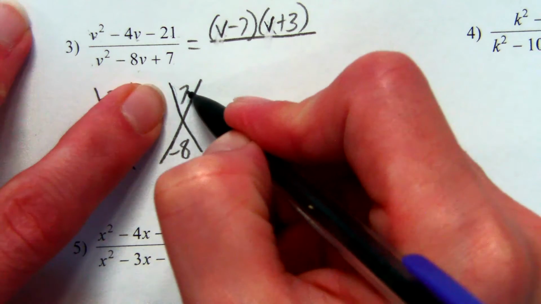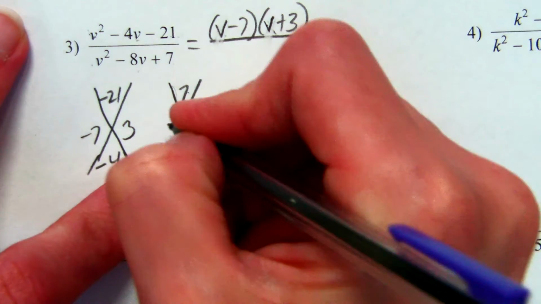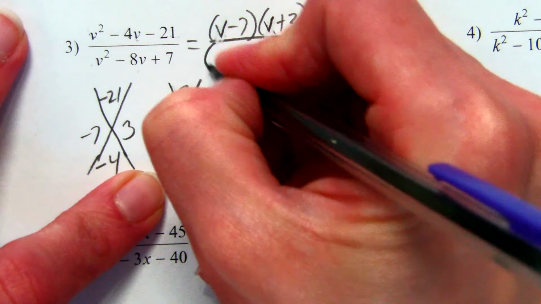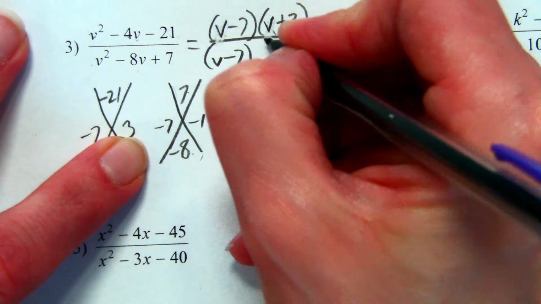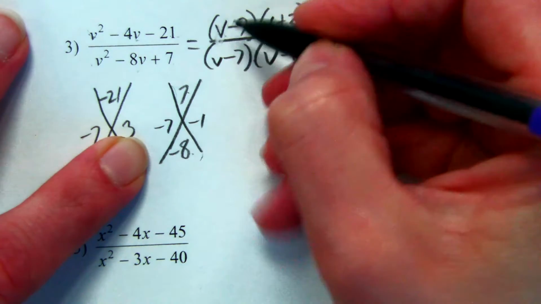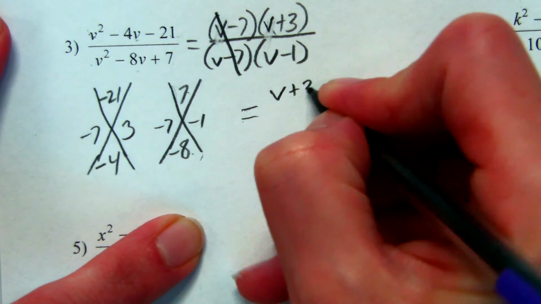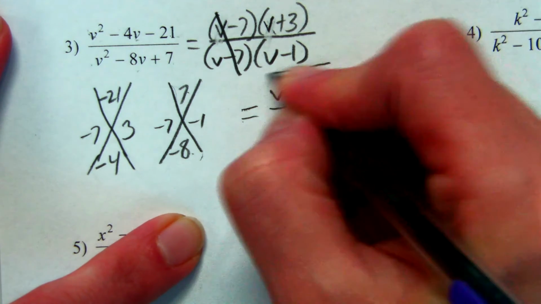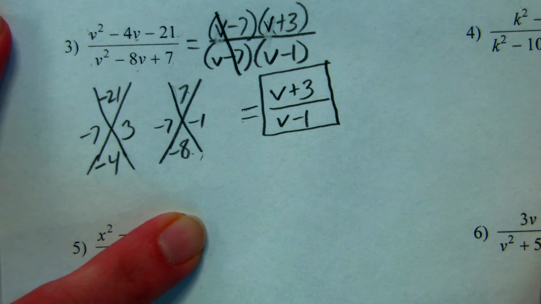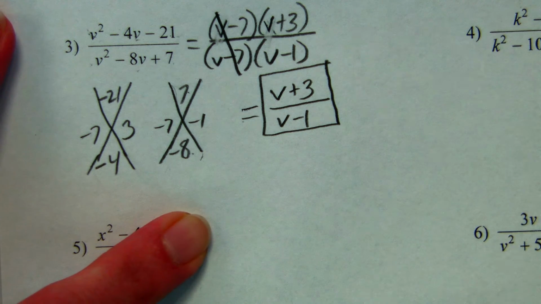So what multiplies to make 7 and adds to make negative 8? Negative 7 and negative 1. So let me write the v's this time. v minus 7 and v minus 1. So the v minus 7s can cancel, and we can write it as v plus 3 over v minus 1. And that one is done.